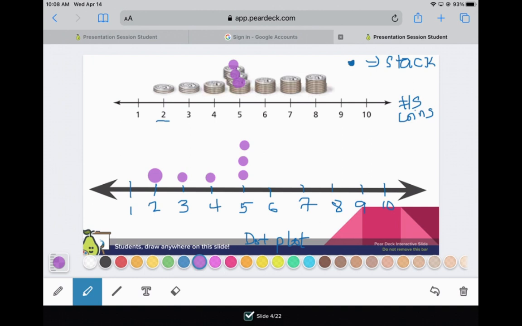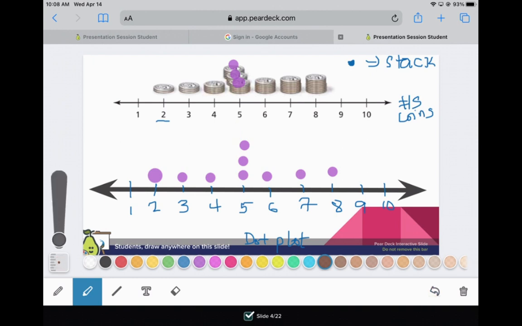So for the 6, I only have 1 stack. So that's 1 dot. Is it okay to not have any dot on some of your numbers? Yes, totally. We can skip those. If you don't have a stack, don't try to make up a dot, right?